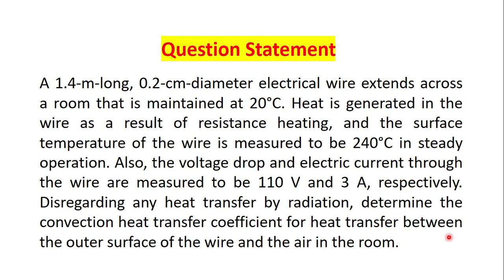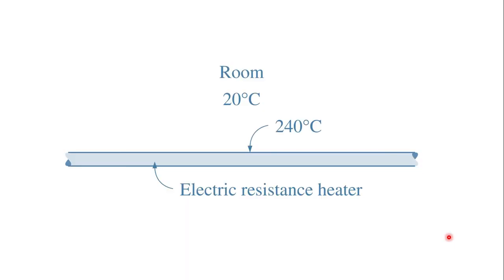Let us try to understand this question statement with the help of a diagram. This is an electrical wire, and the electrical wire is being heated by resistance heating. When the electrical current is passed through this wire, its surface temperature will increase to 240 degrees centigrade, and the room temperature is 20 degrees centigrade. Because of this temperature gradient between the surface and the room, heat will transfer from this surface to the room.